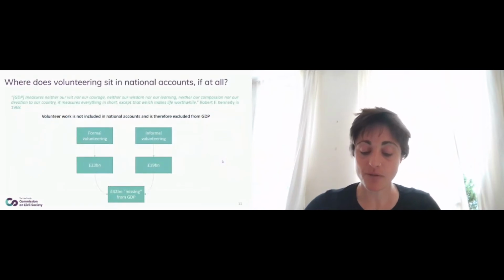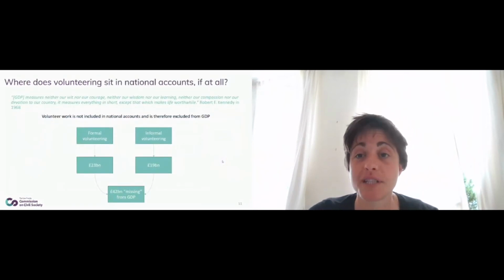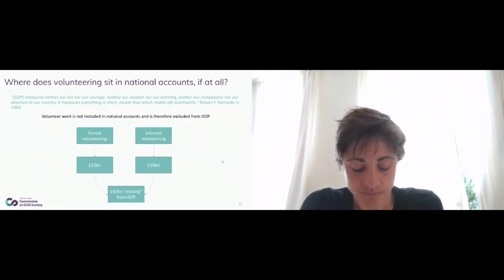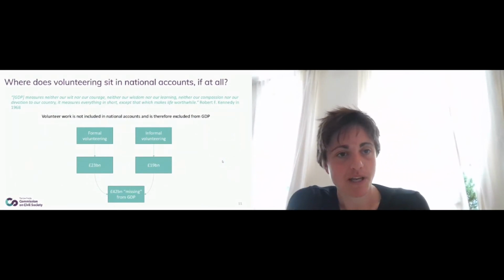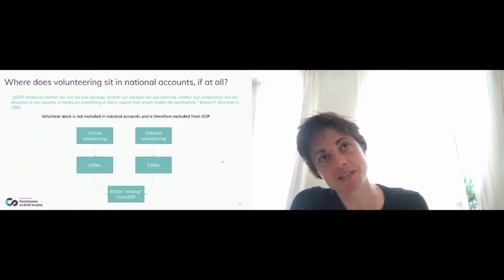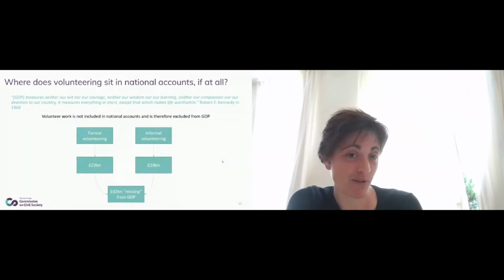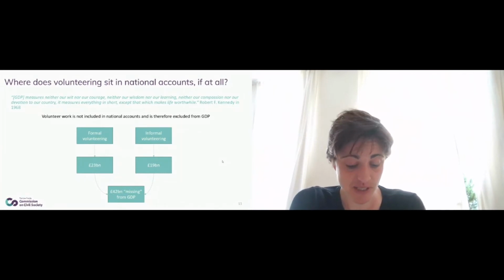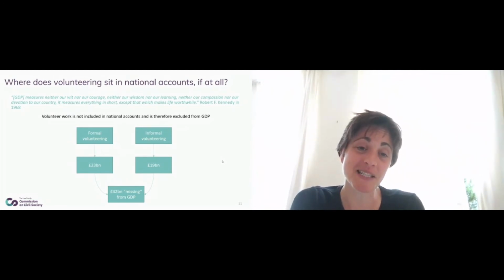So the other question in all this is, where does volunteering sit in national accounts? You might have heard this quote at the top of the slide before, essentially saying that GDP measures everything except that which makes life worthwhile. And that is something that is often cited in debates around whether GDP is an appropriate measure for the success of our country and our economy. It doesn't capture things like well-being. It doesn't capture things like environmental damage or progress. Controversially, it does include things like drugs and prostitution.